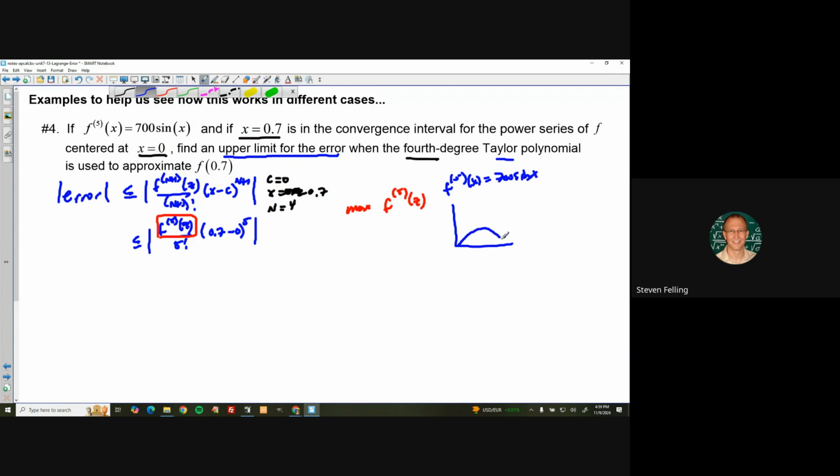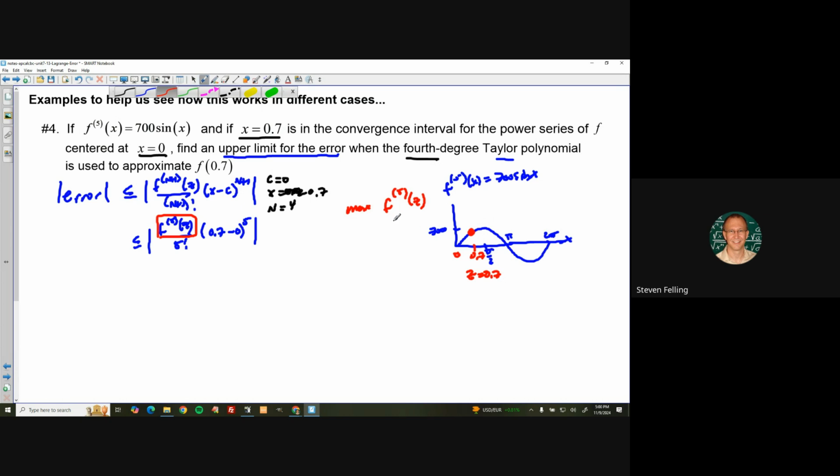So a sine function looks like this, right? So this would be up to 700 here, right? Let's see, this is 2 pi, so this is pi here, so pi over 2 is where this is. Okay, so where is the interval of interest? Well, the centering value is 0, and we're plugging in 0.7. Pi is 3.14, half of that's about 1.57, so 0.7 is maybe here, okay? And that means since this is increasing, this is going to be maximum right here, which means the z value is the right side of this interval, 0.7.